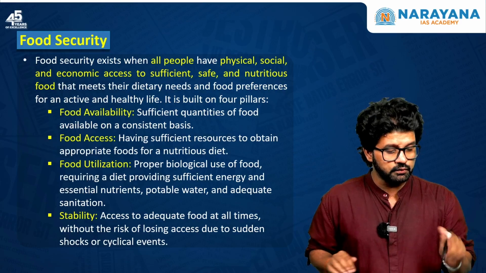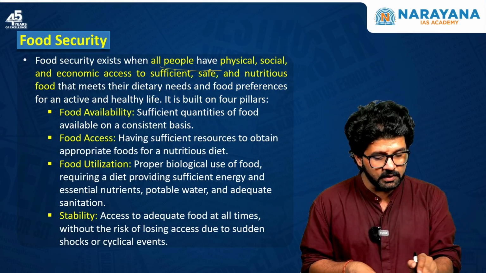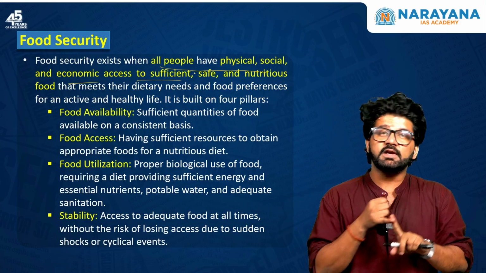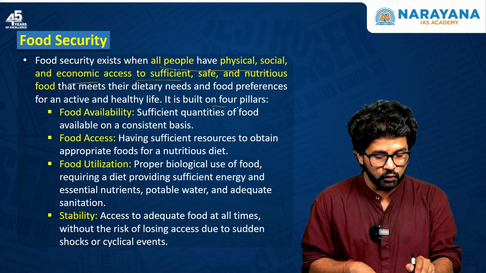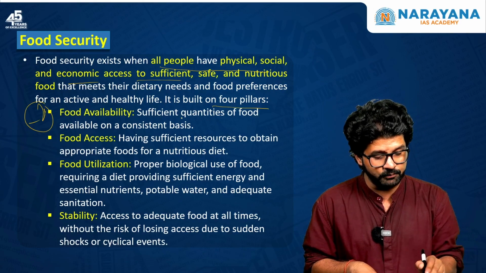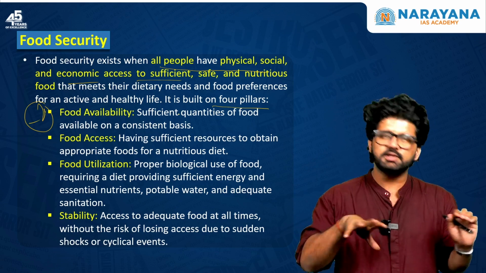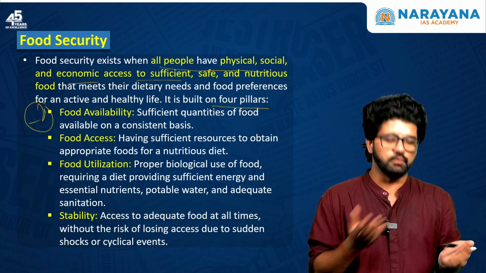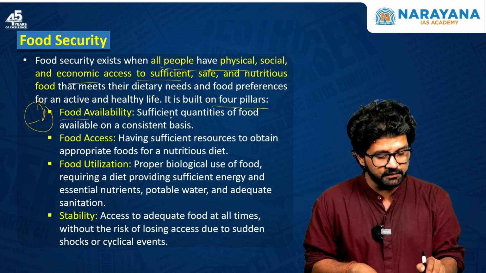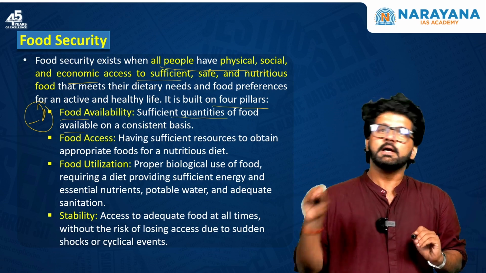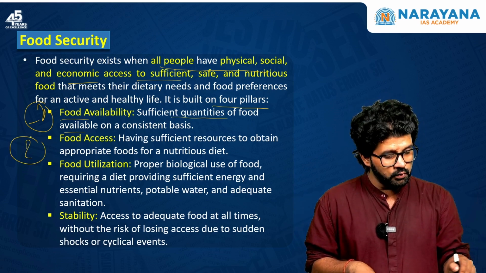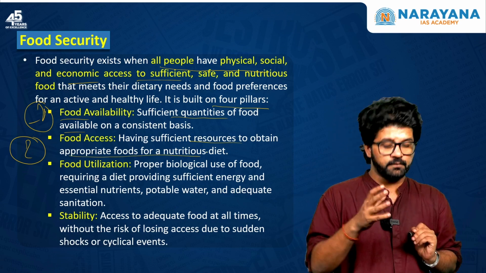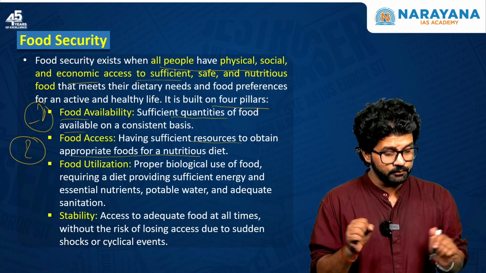This particular conference. So food security exists when all people have physical, social and economic access to sufficient, safe and nutritious food. Now here there are 4 pillars. First, food availability. And please read these pillars, remember these pillars, because they can directly ask you different pillars of food security. So food availability, sufficient quantities of food available on a consistent basis. Second, food access, having sufficient resources to obtain appropriate food for a nutritious diet. Again, food access is important.